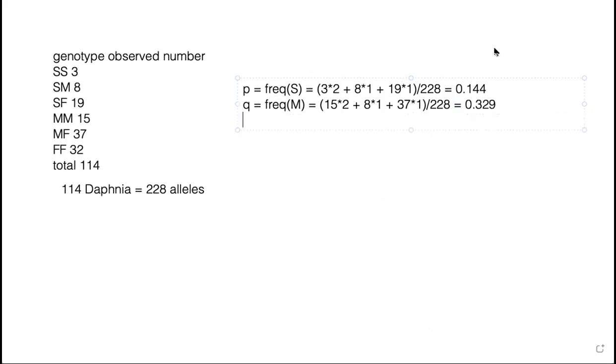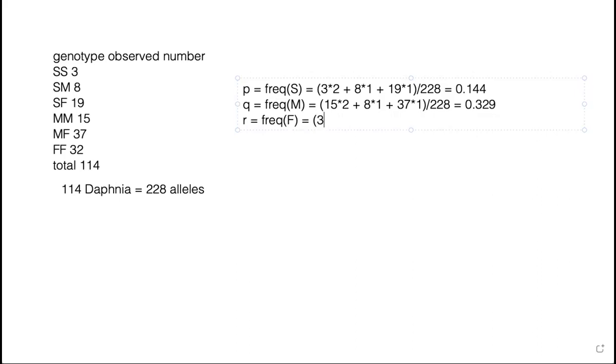And then the frequency of the F allele we can call R if we want to. If you had lots of alleles, you'd use P sub 1, P sub 2, P sub 3, and so on. But as far as I'm concerned, we can use P, Q, and R. So the frequency of the F allele is what?